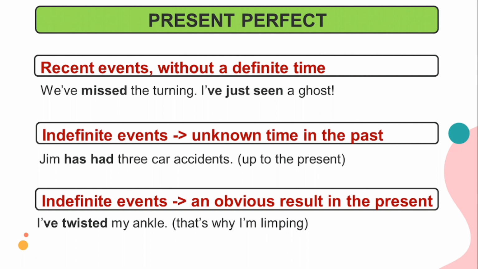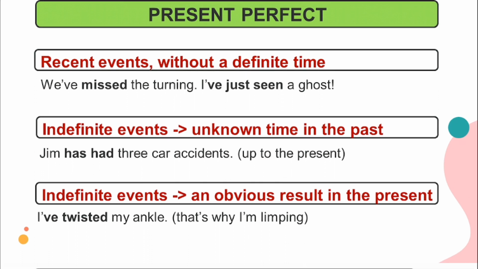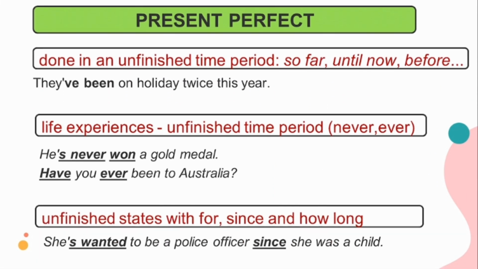Present perfect also describes indefinite events that have obvious results in the present: I've twisted my ankle, that's why I'm limping. Present perfect describes actions done in an unfinished time period: They've been on holiday twice this year. Sometimes we can use so far, until now, before, and so on.